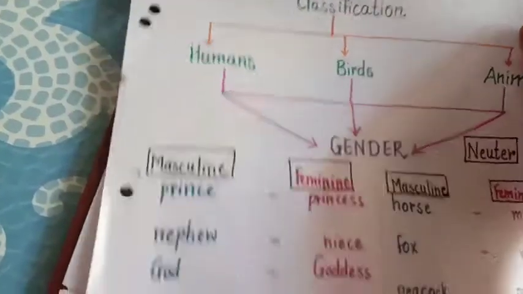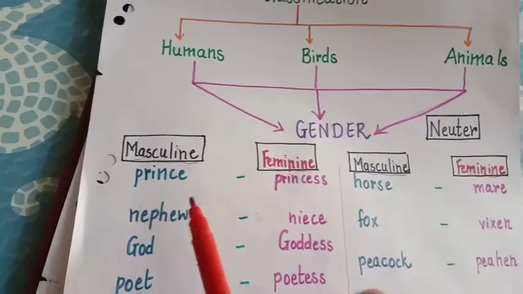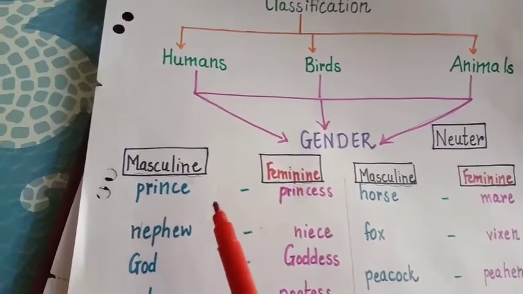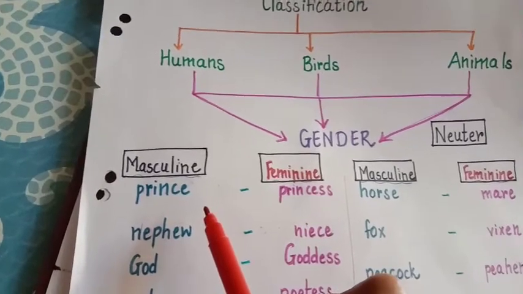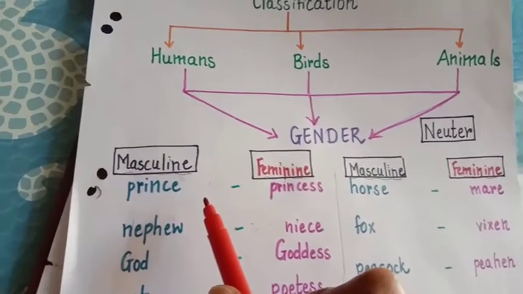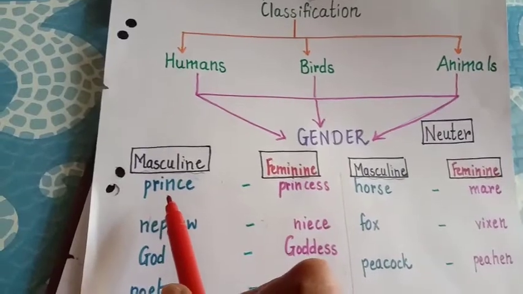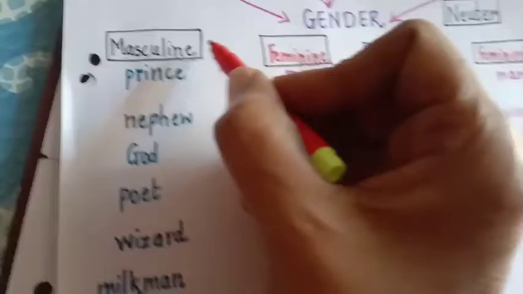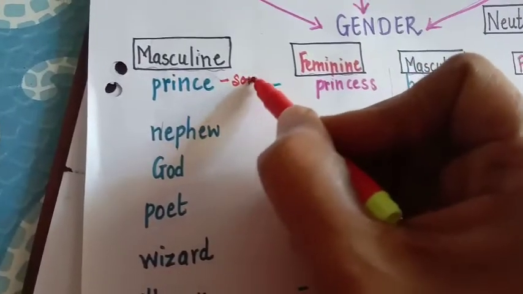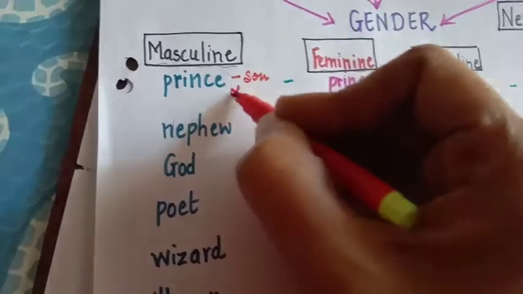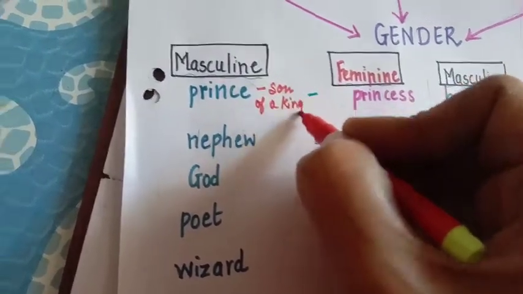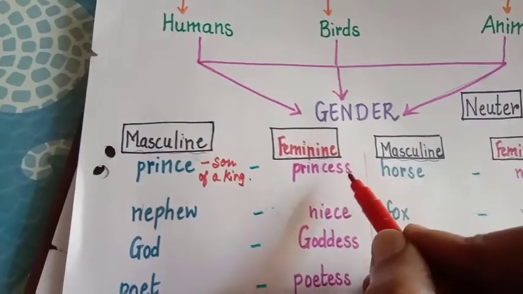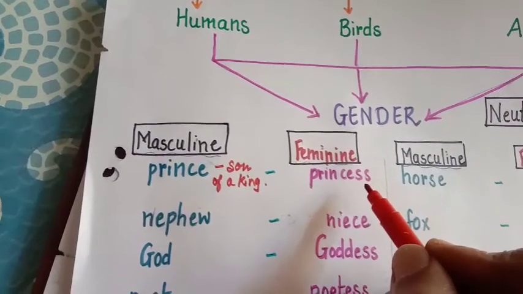Now let us briefly look at the main forms of gender which are commonly used in our day-to-day conversation and in our day-to-day writing. Okay. The first is the prince. Now who is a prince? The prince is the son of the ruler. He is a son of a king or a ruler. The daughter of a king or a ruler is known as princess. Okay.